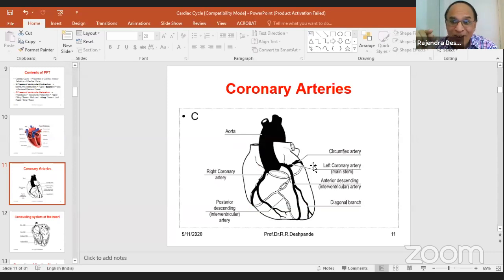And there can be blockages. Because of the blockage, heart attack, myocardial infarction. So this is regarding the left coronary artery. You see my cursor, right coronary artery. These two arteries are very important for heart attack. And coronary arteries supply blood to the heart.